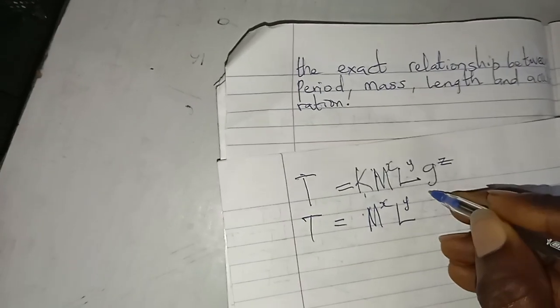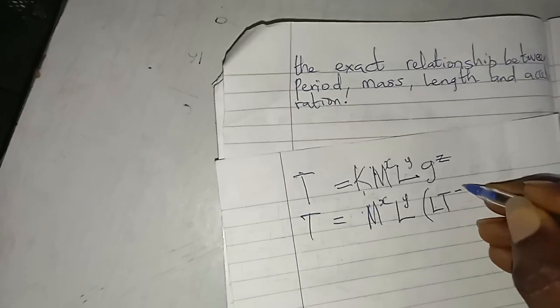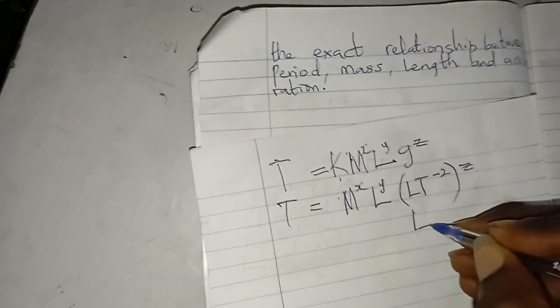So let's say I have m raised to power x, l raised to power y, and g is the same thing as saying lt minus 2 raised to power z. So when you apply distributive power law, you have l raised to power z, t raised to power minus 2z, l raised to power y, m raised to power x equals to t. And remember that the second rule of dimensional analysis states that what you have on the left hand side should be equal to what you have on the right hand side.